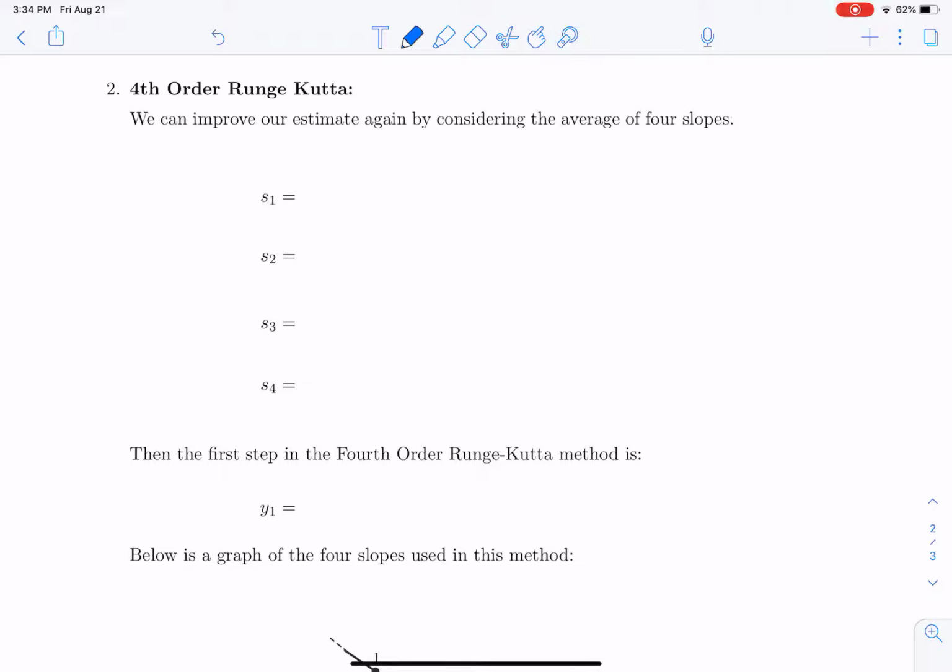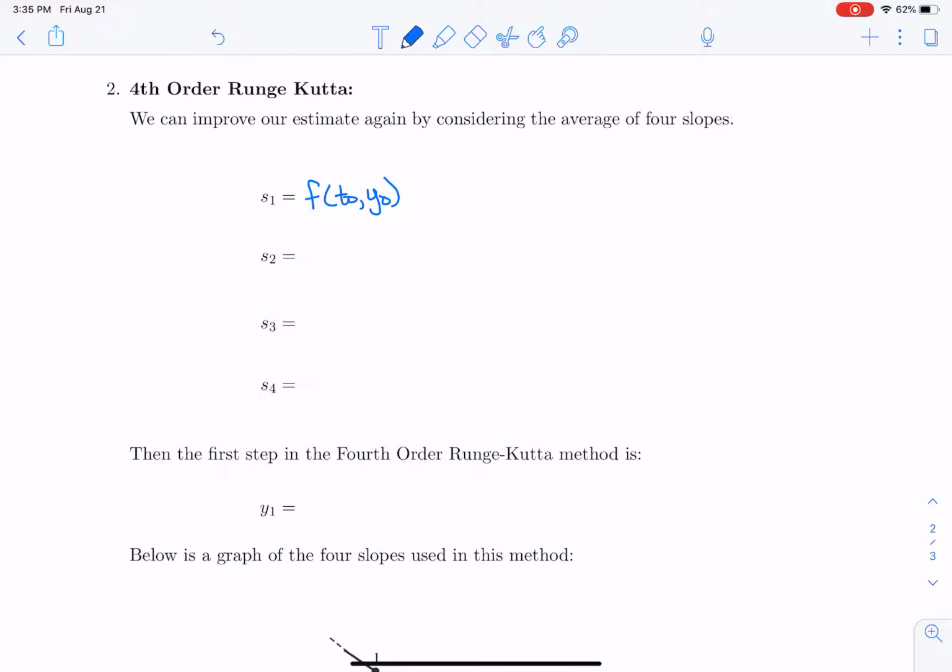We are now going to consider one more method to improve our estimate of the solution to the differential equation. That method is the fourth order Runge-Kutta method. And you might have guessed that instead of considering the average of 2 slopes, why not consider the average of 4 slopes? So in this case, we're going to average a first slope. So that's f of t0, y0. So we're going to do the slope at the beginning of the time interval.